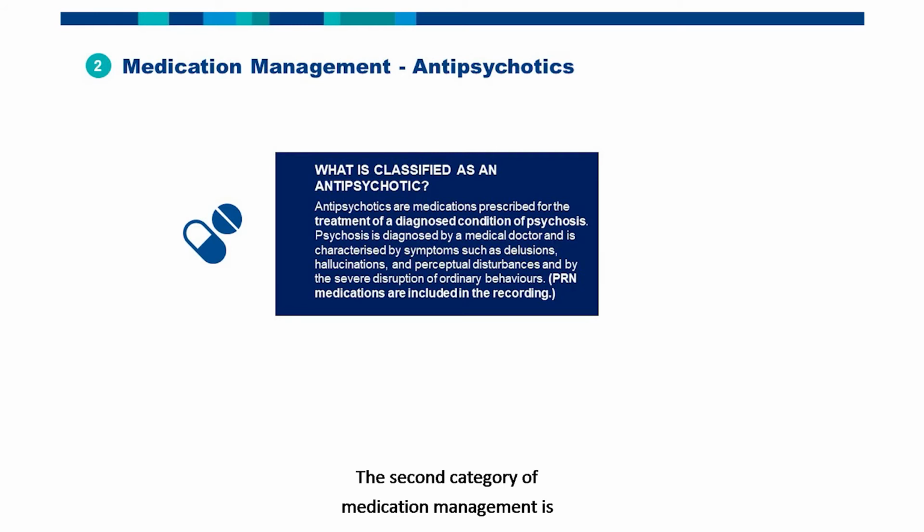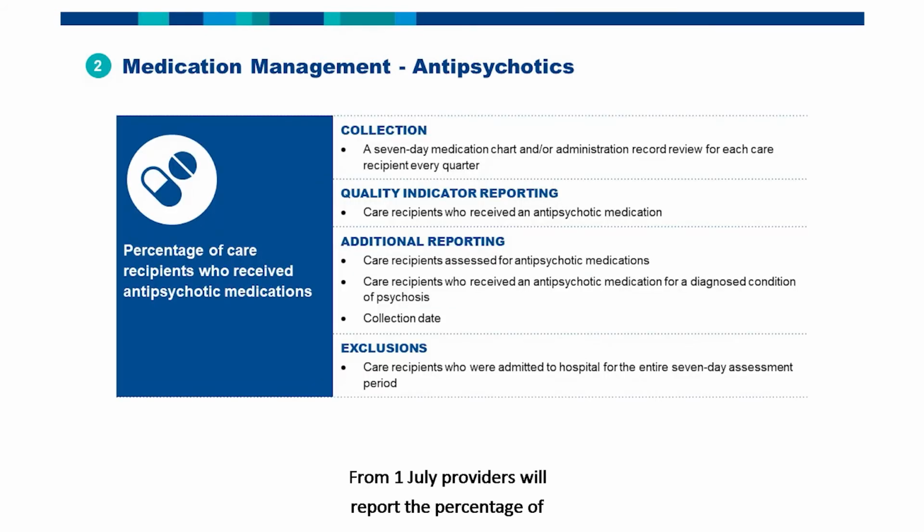The second category of medication management is antipsychotics. Antipsychotics are medications prescribed for the treatment of a diagnosed condition of psychosis. Regular monitoring of the use of antipsychotics is important because the inappropriate use of certain medication classes, such as antipsychotics, has been shown to be associated with poor health outcomes. From 1 July, providers will report the percentage of care recipients who received antipsychotic medications.